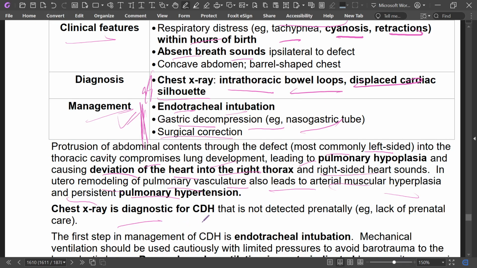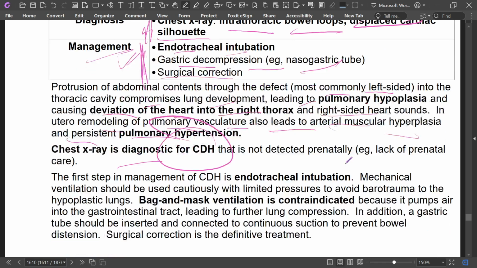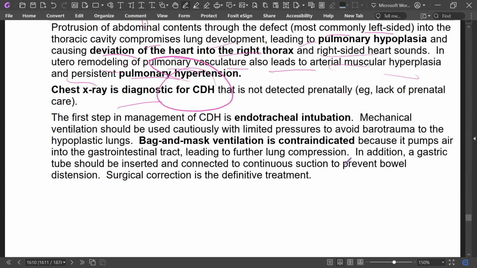Chest X-ray is diagnostic in CDH that is not detected prenatally, for example due to lack of prenatal care. The first step in CDH is endotracheal intubation. Mechanical ventilation should be used cautiously with limited pressure to avoid barotrauma to the hypoplastic lungs. The lung is hypoplastic, so barotrauma may happen, so mechanical ventilation should be given in a cautious manner.